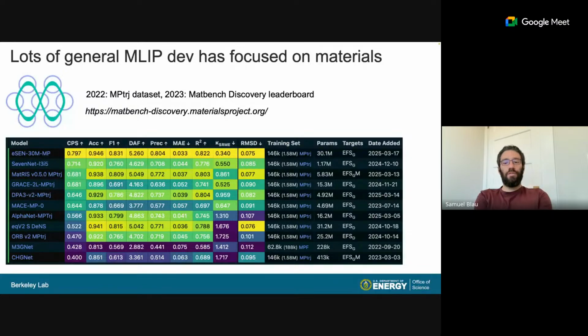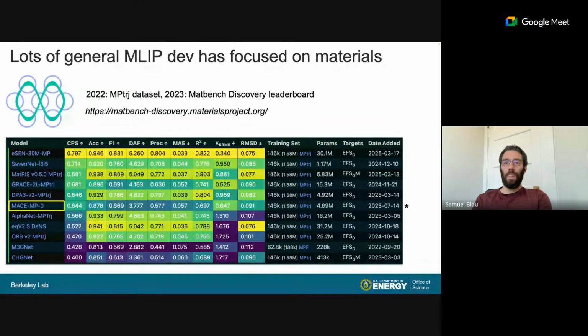So, a lot of this general machine learned interatomic potential development has focused on materials. This is a very well-known leaderboard called MatBench Discovery. So the Materials Project is a long-running database repository of simulated materials information. In 2022, they released the MP-Traj dataset for training these machine learning potentials. And then in 2023, they put out this leaderboard, which has a bunch of different metrics that I'm not going to go into, but metrics of the utility and the quality of machine learning potentials trained on the data. And I just want to call out this MACE MP0 model.